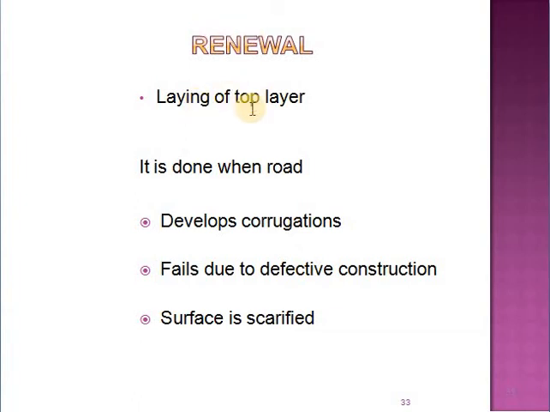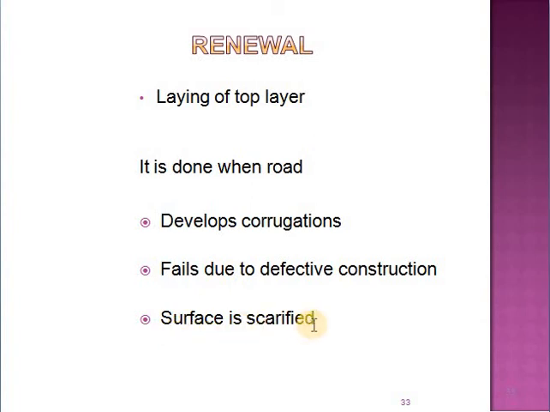And next, renewal, laying of the top layer. This is done when the road develops corrugations, fails due to defective construction, and the surface is carpeted. Develops corrugations means cracks or exposed aggregates. Okay, at that time we have to do the renewal. And next, fails due to defective construction. Defective construction means poor quality material, or disqualified material applied. In those cases the roads will fail.